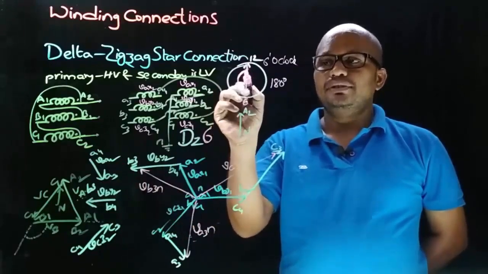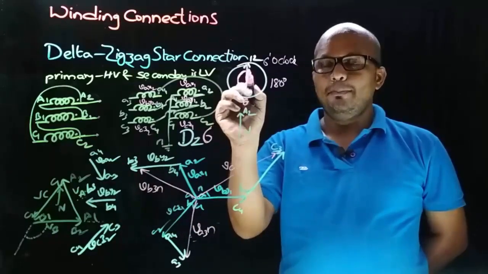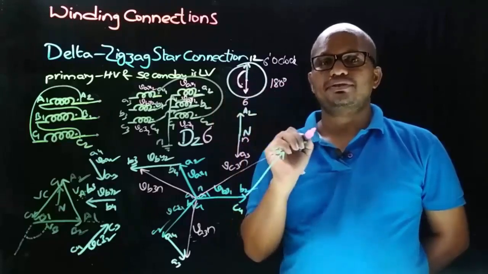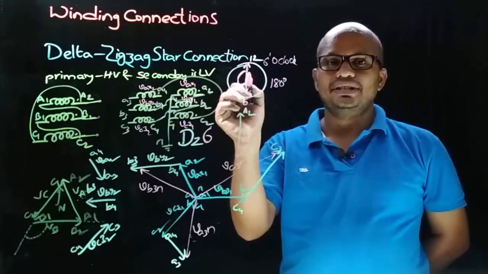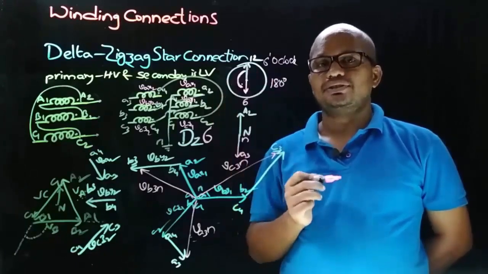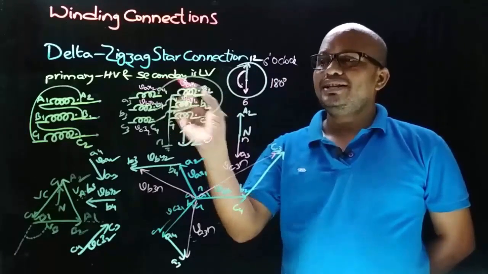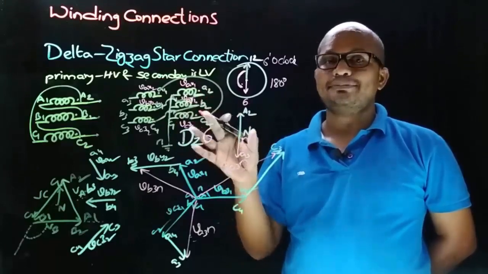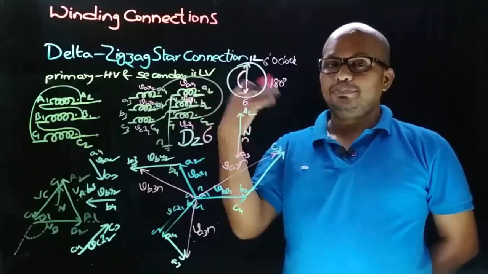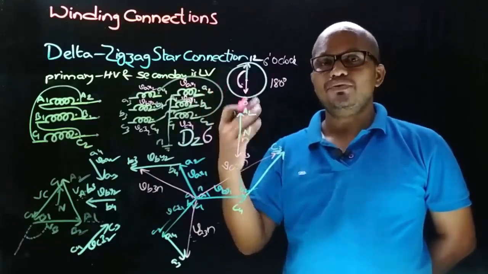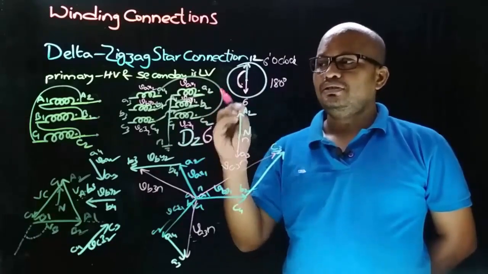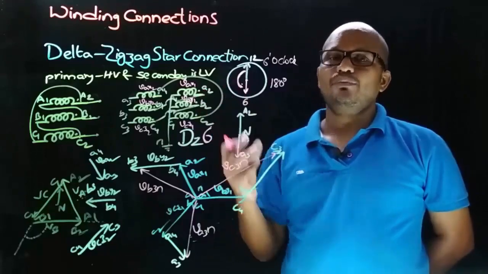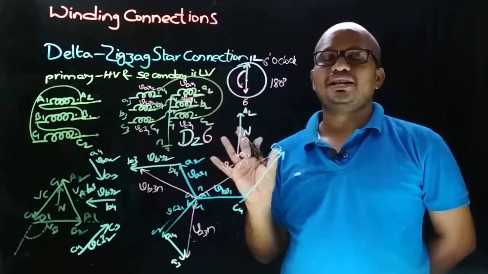So if you measure in anti-clockwise direction from minutes needle, it will be 180 degrees, or if you measure in clockwise direction from minutes needle, it will be minus 180 degrees. Therefore with this type of delta zigzag star connection we got a phase displacement of 180 degrees, and with the previous case we got a phase displacement of 0 degrees. Now let's know the phase voltage ratio and line voltage ratio of delta zigzag star connection.